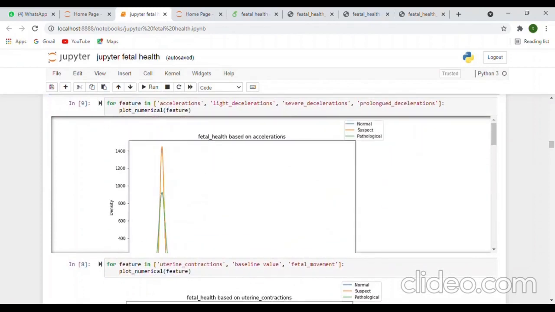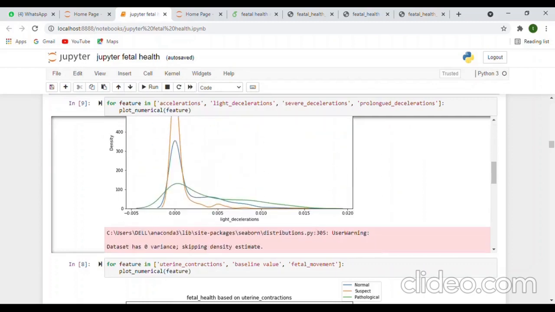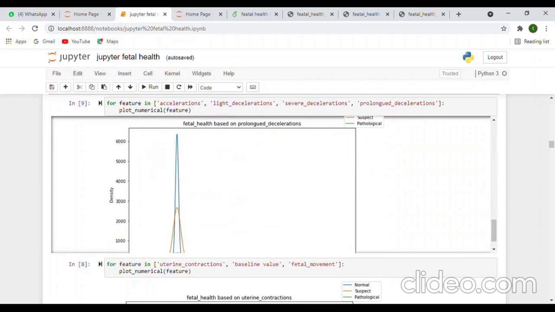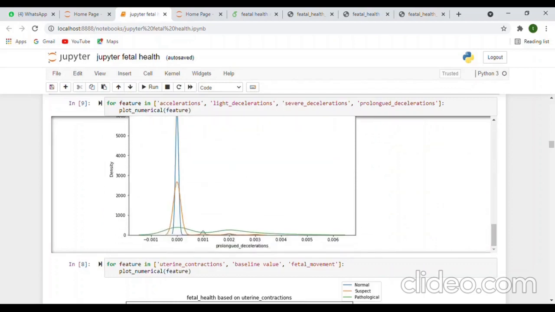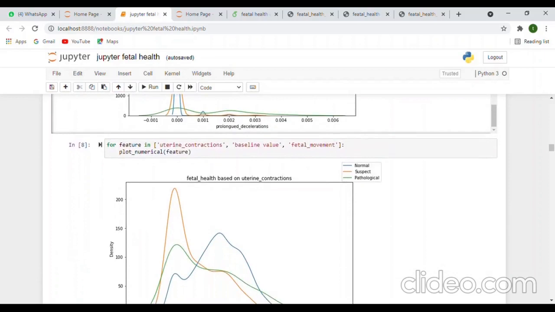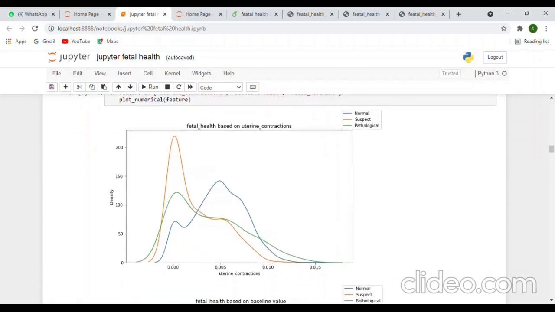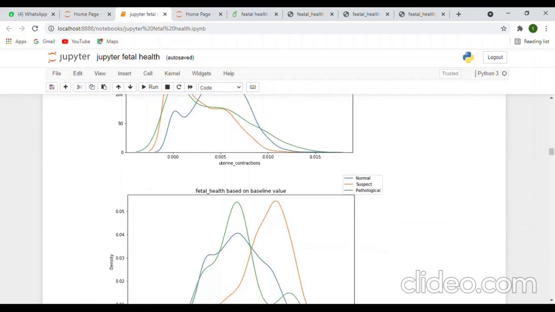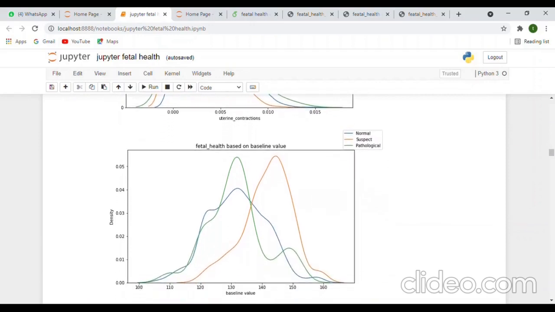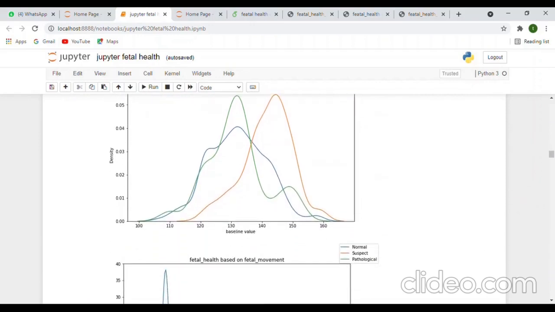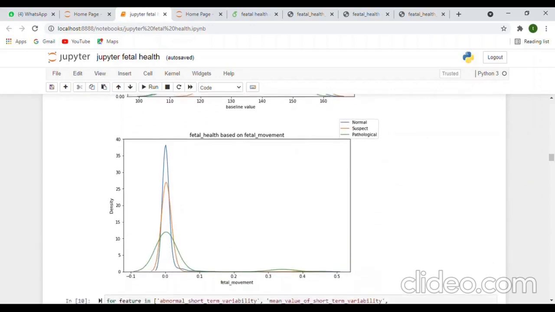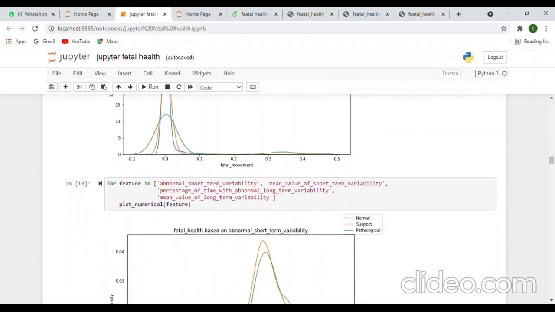The three color lines indicate the normal, suspect and pathology cases. After that, we are plotting for acceleration of the baby, which is sudden movement in the mom's womb, and light deceleration, etc. We need only certain parameters which can help us to predict whether the fetal health is normal, pathological or suspect. We are categorizing it into three.